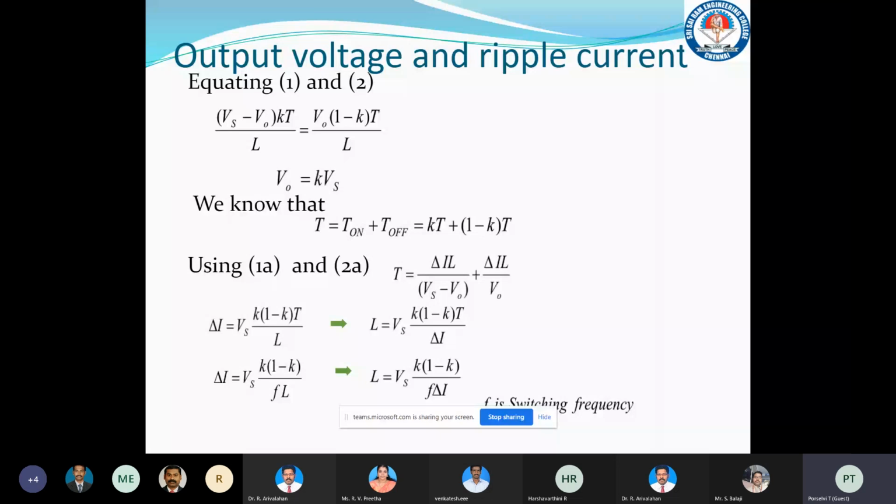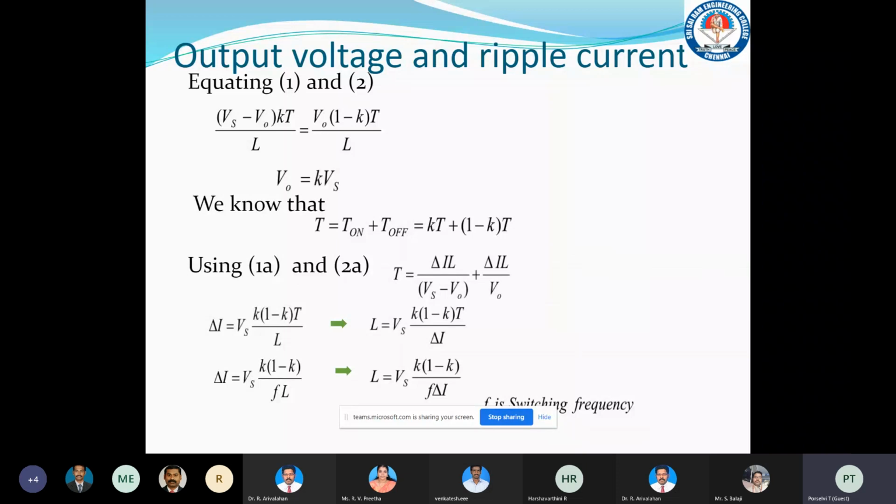And next we have to derive the expressions for del I, that is ripple current, and the design values of L and C. For that we are using the expression that we know, that the time period T is equal to on time plus off time, which can again be written as KT plus (1 minus K) into T. And we have already derived the expressions for KT and (1 minus K) into T during mode 1 and mode 2. So substituting those values, we will get T is equal to del I L by (Vs minus V naught) plus del I L by V naught.